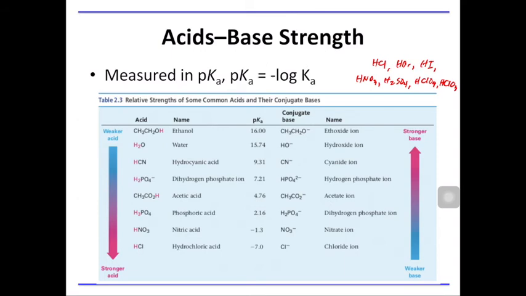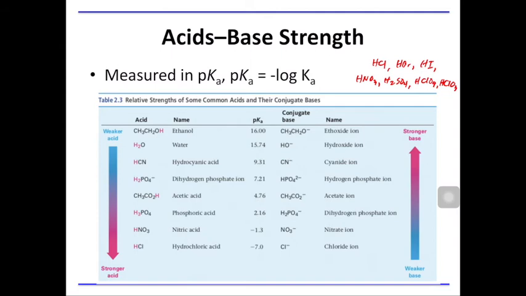But among the weak acids, how can we classify whether one weak acid is stronger than another weak acid? The answer is by identifying their pKa values. Ka is called the acid dissociation constant, and the larger the value of your Ka, the stronger your acid could be. pKa is the negative logarithm of your Ka. For pKa values, the lower the pKa value, the stronger your acid could be. The higher the pKa value, the weaker your acid could be.